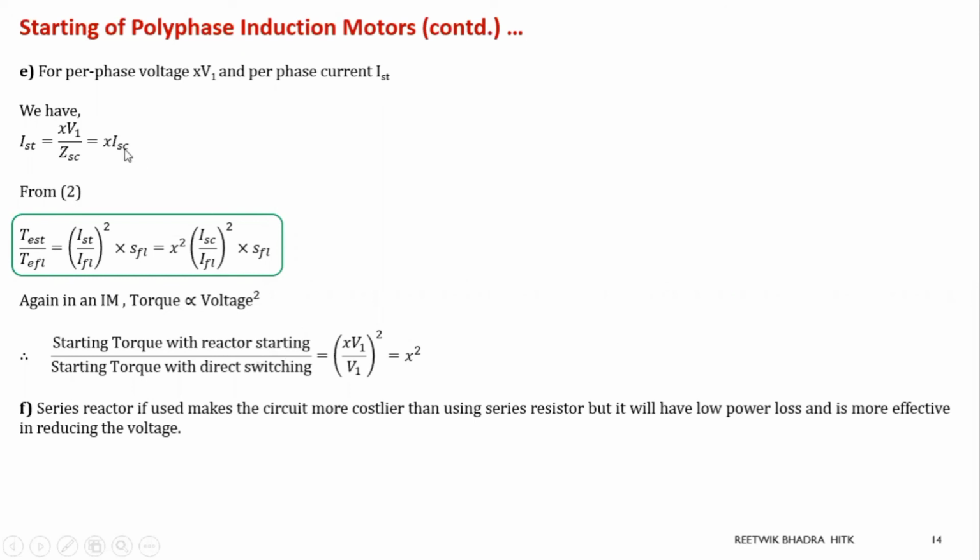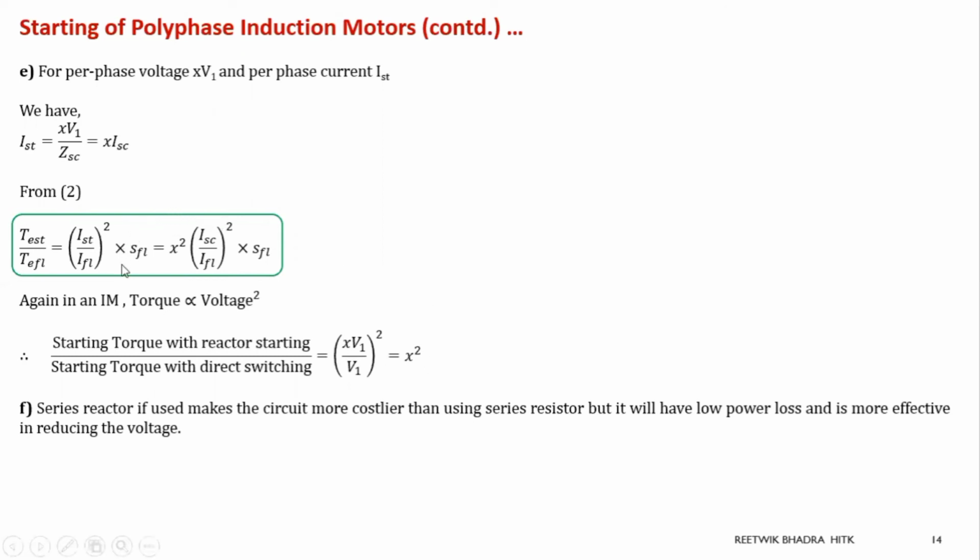So torque with reactor starting, what is the voltage over here? XV1, right? So XV1. So starting torque with direct starting, what was our voltage? V1. So this V1 square cancels out, this becomes X square. So X square times torque of direct starting. So there is a compromise of the torque done over here, you can see. So X square is 0.8 and 0.64 into direct switching torque is 100. So 0.64 into 100, it reduces the torque.